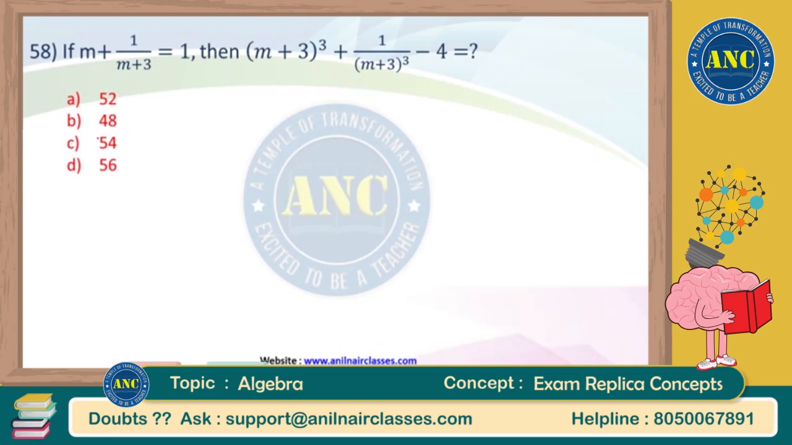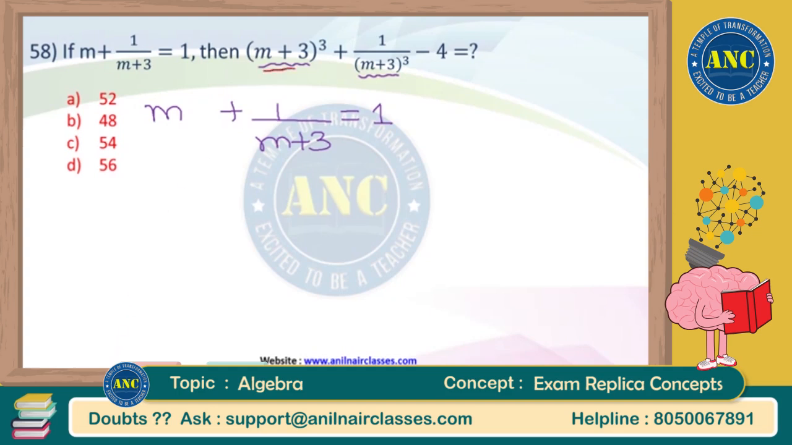Next, question number 58. Now see here, the question says m plus 1 divided by m plus 3 is equal to 1. They are asking you the value of m plus 3 whole cube plus 1 by m plus 3 whole cube minus 4. Now see here, these kinds of questions we have already solved, sir.